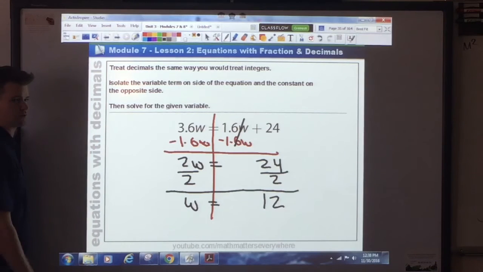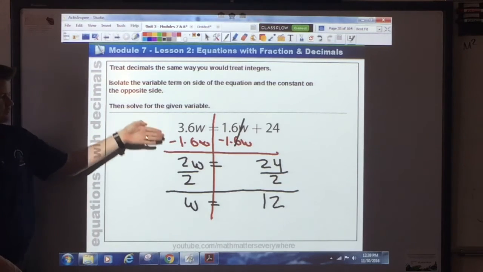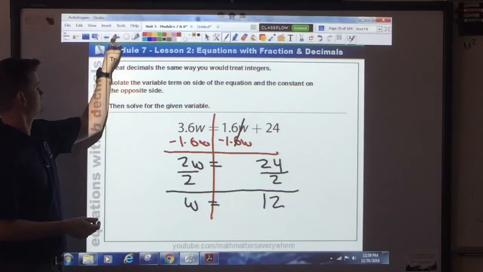Any questions on the first one? We got 2 more. What's up? 3.6 on the calculator. What's 3.6 minus 1.6? Punch it in. What do you get? 3.6 minus 1.6 is 2. We're just subtracting decimals. That's it. Let's try another one here.